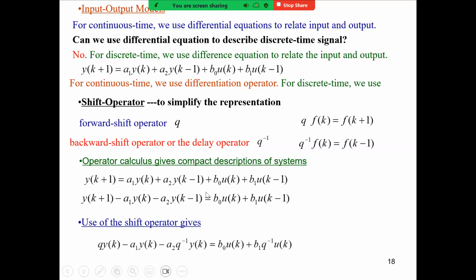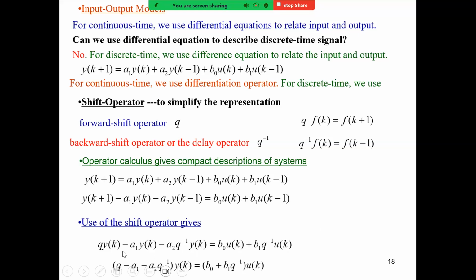Of course, there is no shift here. Here is y(k-1), so it is q inverse y(k). On the right side, right, this one has no shift, but here is a backward shift. So q inverse u(k). Okay, any questions?